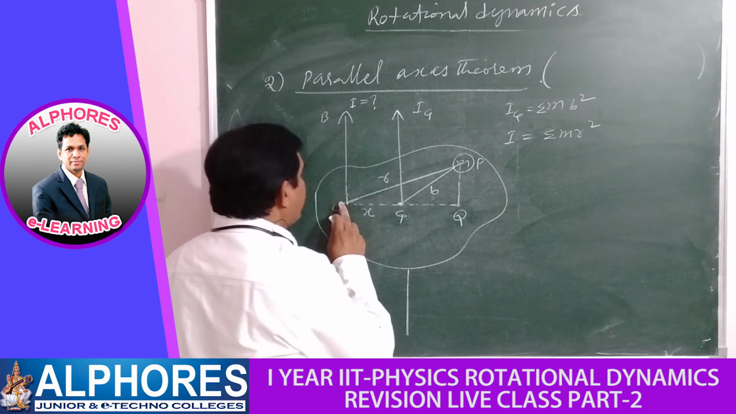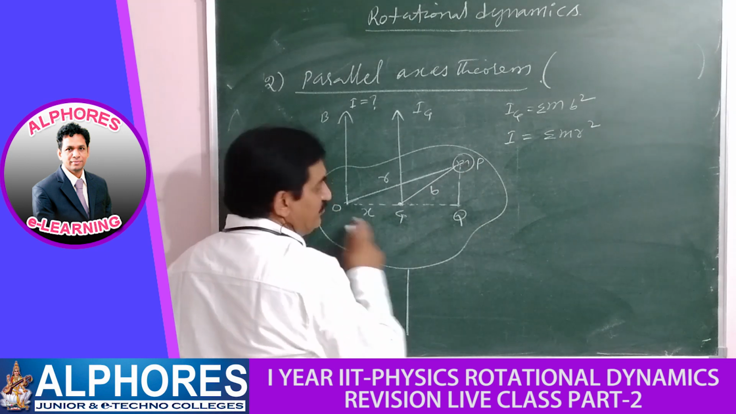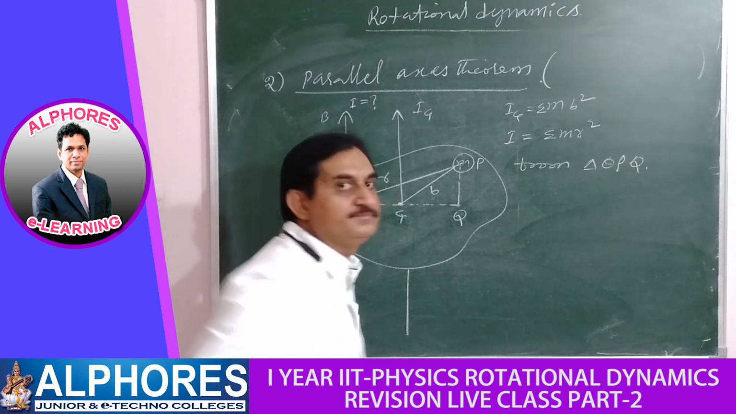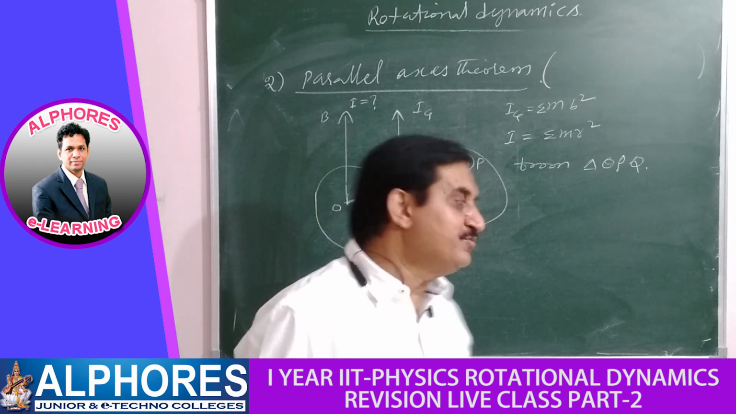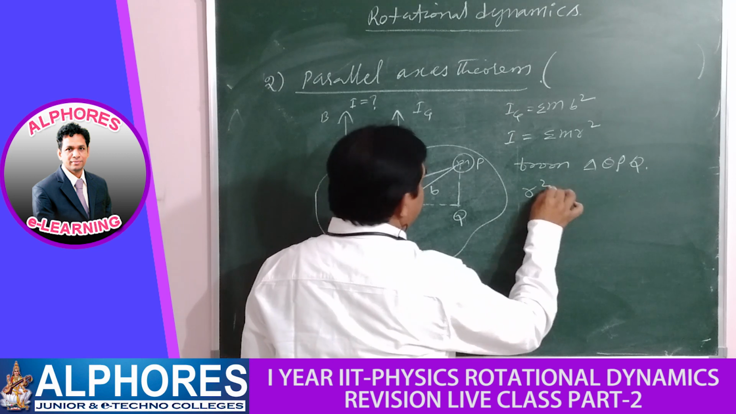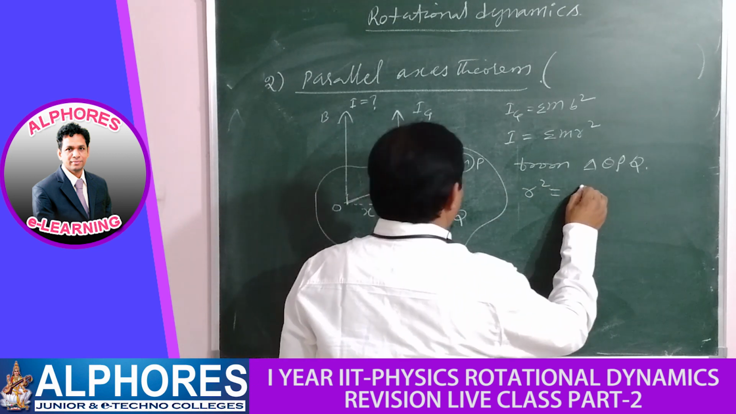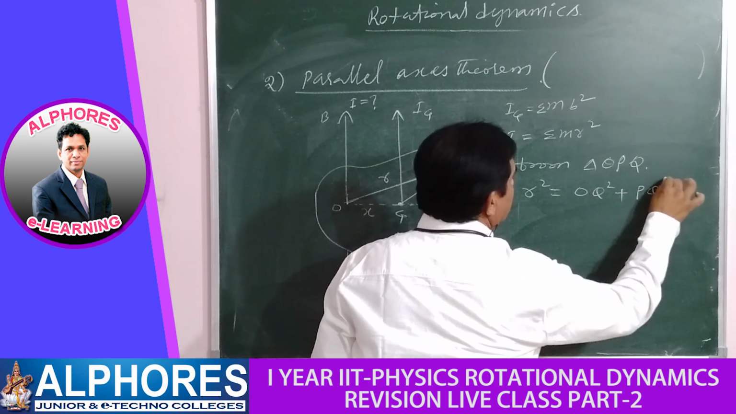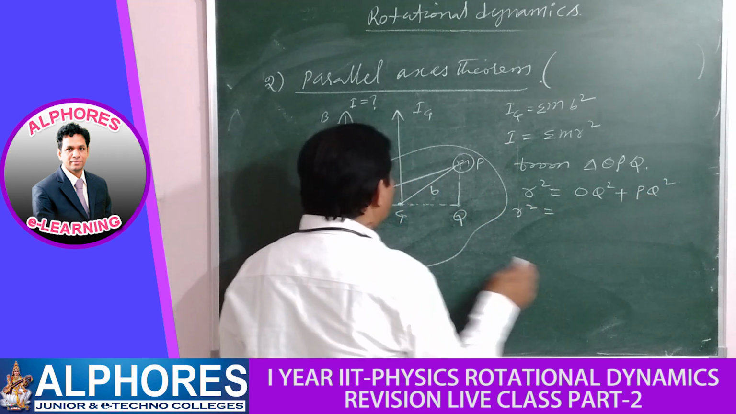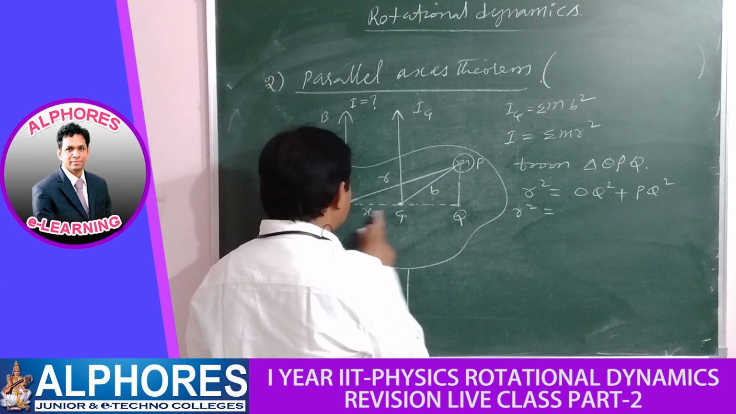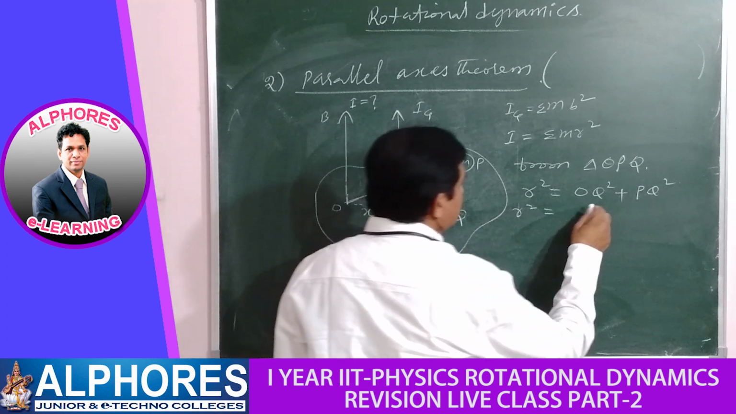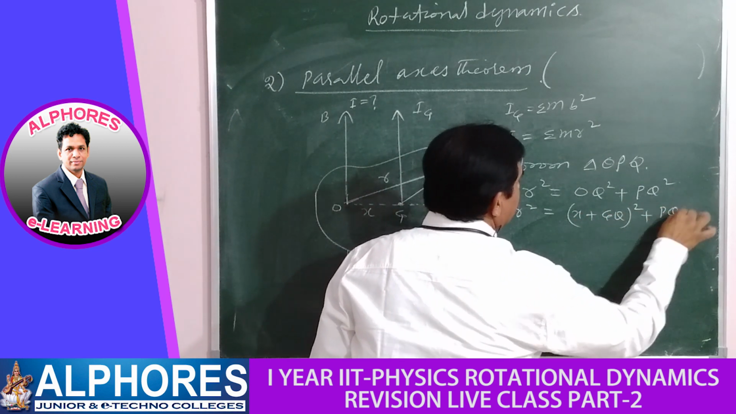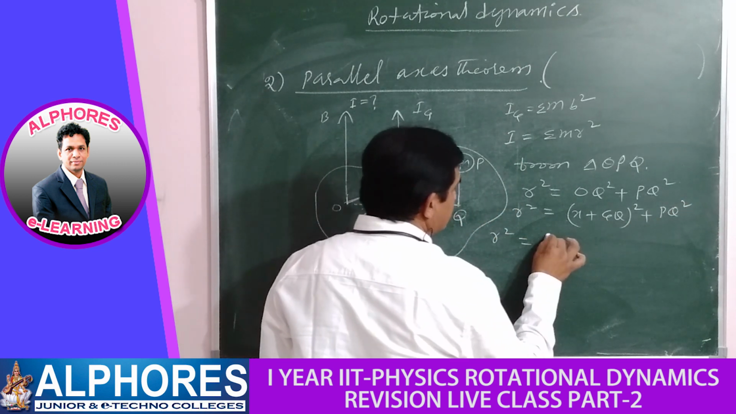Now we have a right angle triangle OPQ. From triangle OPQ, using Pythagoras theorem, R square is equal to OQ square plus PQ square. R square is equal to (OQ, which is OG, that is x, plus GQ) square plus PQ square. Simplify this.